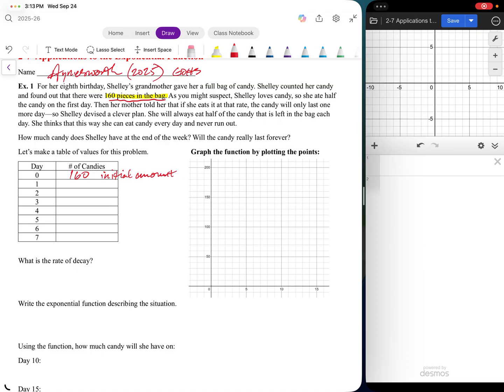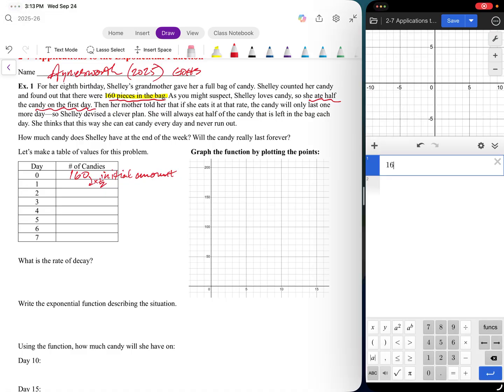All right. As you might expect, Shelly loves candy, and so she ate half the candy on the first day. Look at that. So just reading through here, she ate half the candy on the first day. So we have to take half of this. Let's multiply it by 1/2, not plus, but times. This is times 1/2, and half of 160 is 80. If you don't know that, take half of 160: 160 divided by 2 is 80. And so obviously we have 80 here, and then let's read on.